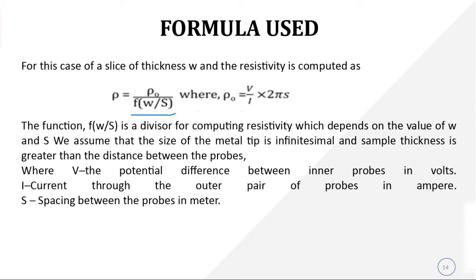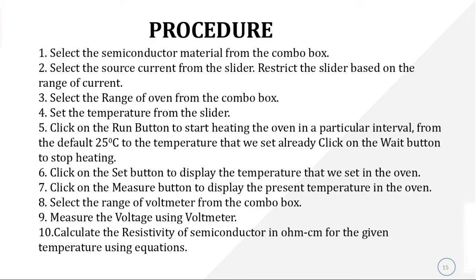So what is this value? We are getting this value from the standard table, because when we made our experiment, this arrangement was made so that the value of this function would be fixed. So when we get this value of the function, which is the function of W and S, we can calculate the resistivity of the semiconductor material. So now I will tell you how we are performing this experiment.